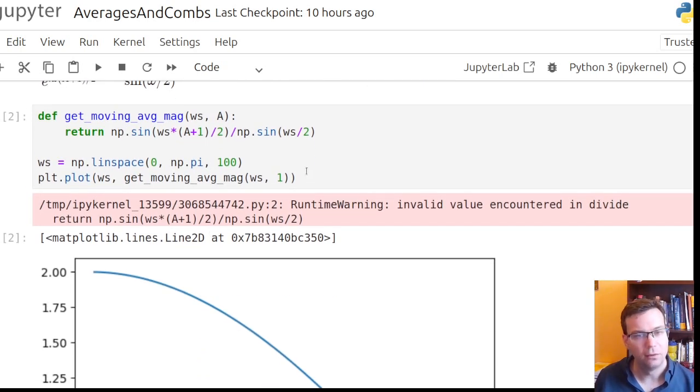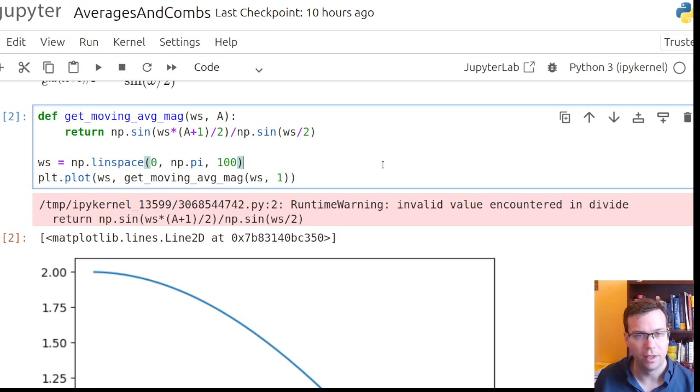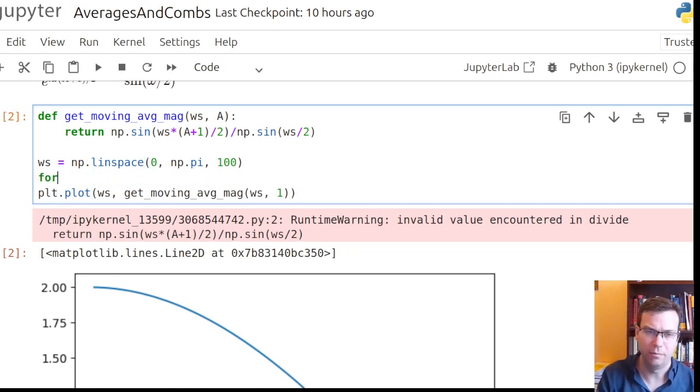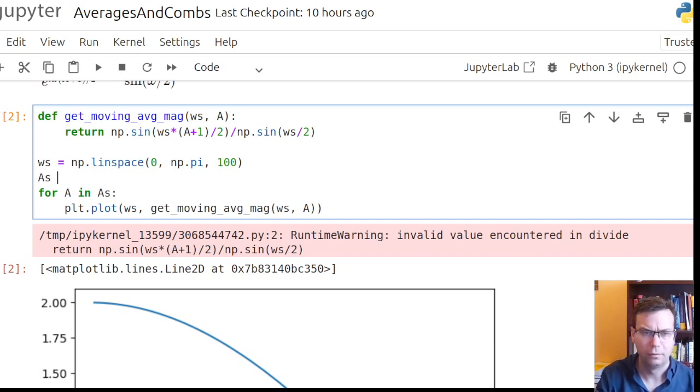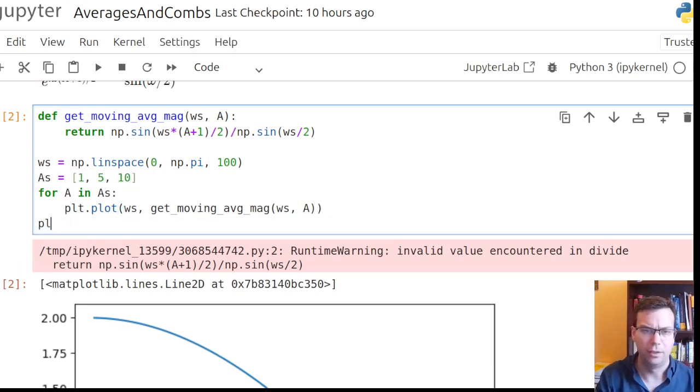So let's look at a few different examples of a's here. Maybe I'll have 1 as a reference. Let's say 1, maybe 5 and 10. So I will do that. Actually, maybe make this little list here. I'll make a legend for us. So let's look at a legend down here.